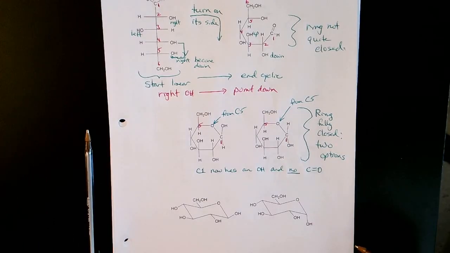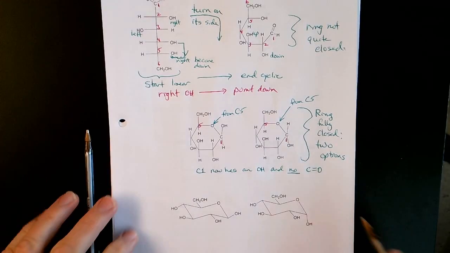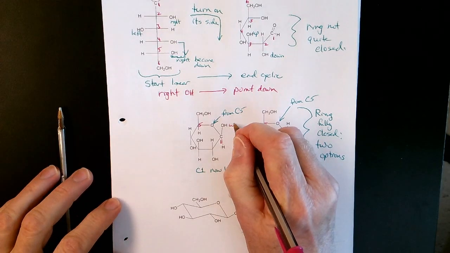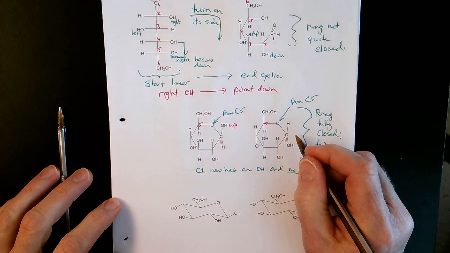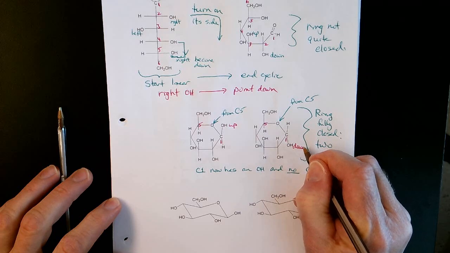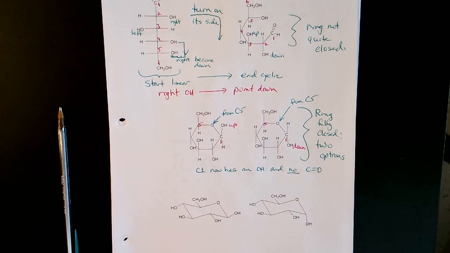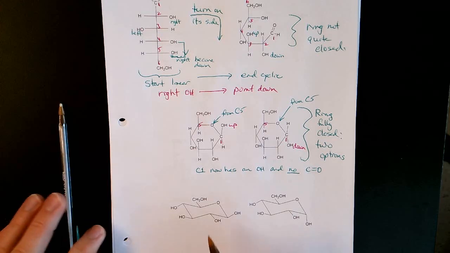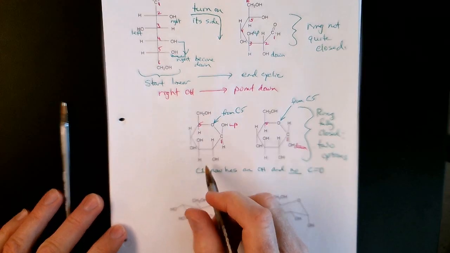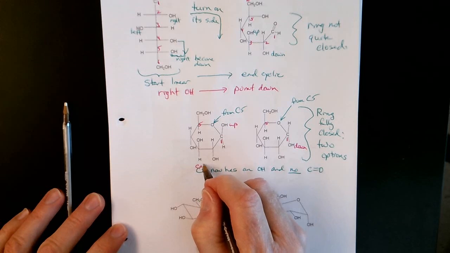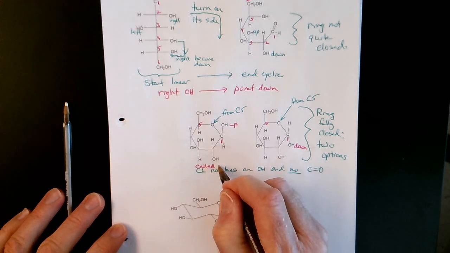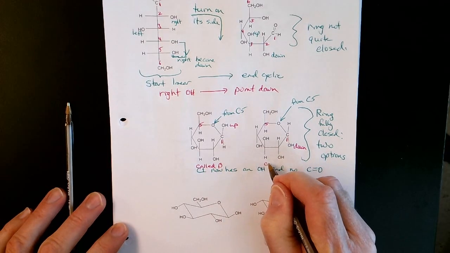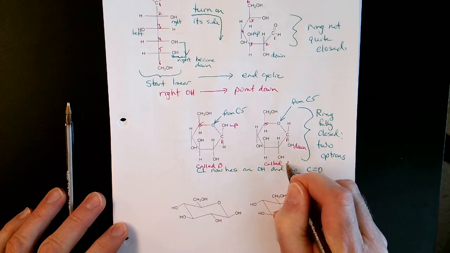Everything is the same except for just one spot, and it's right here. That OH is up there, and it's down there. That's the whole story. That's the only difference between the two of these. This one right here is called beta, and this one is called alpha.